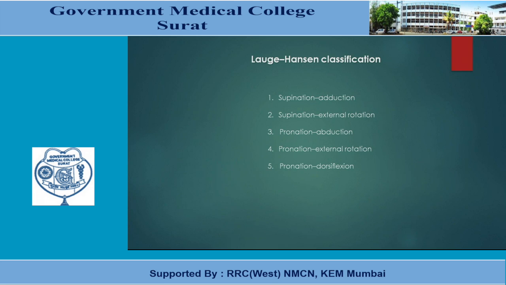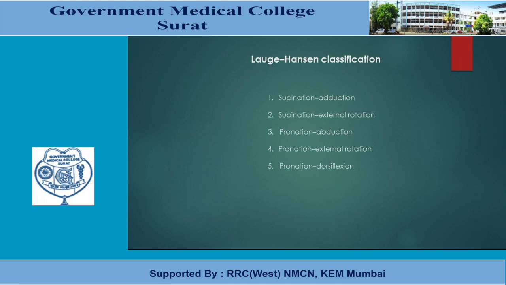Another is the Lauge-Hansen classification, which depends upon five injury types. First is a supination adduction injury, then supination external rotation injury. Another is a pronation abduction injury and pronation external rotation injury. And the last one is a pronation dorsiflexion injury.